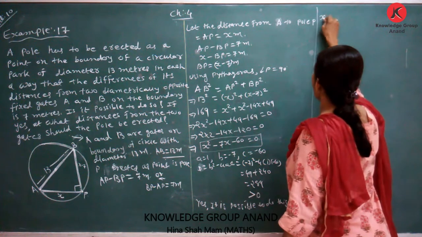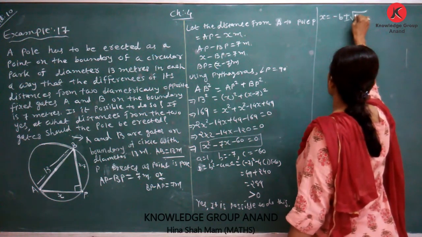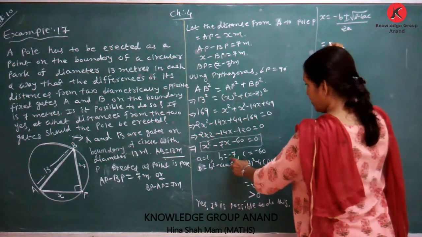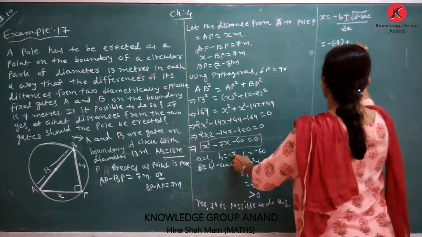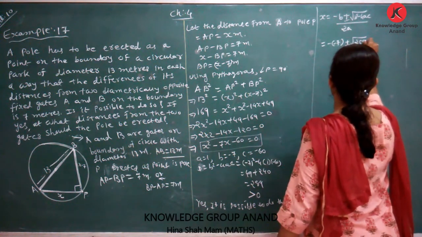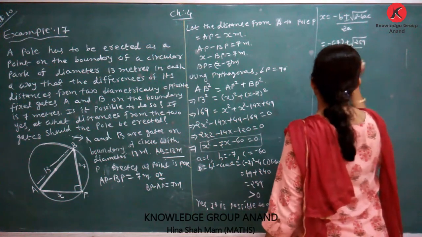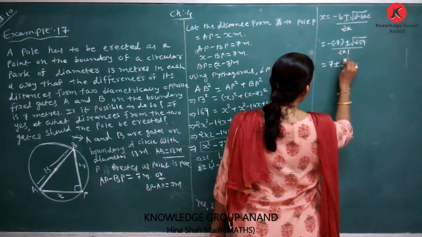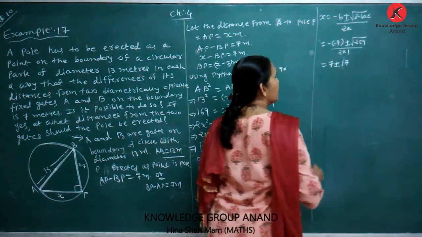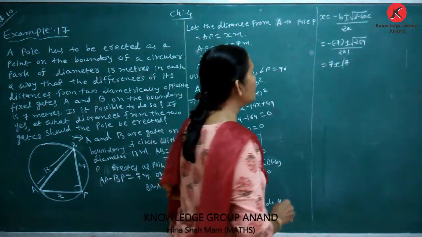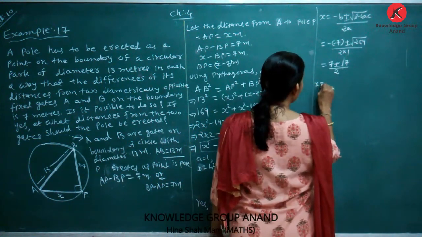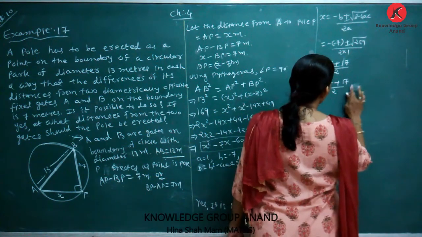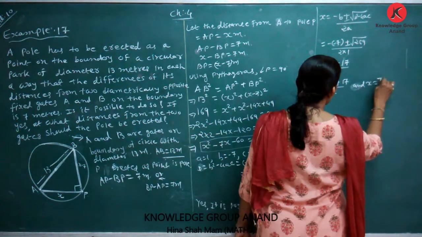Using the formula, X is equal to minus B plus minus under root B square minus 4AC upon 2A, equals minus minus 7 plus minus under root 289 upon 2. A is equal to 1. The square root of 289 is 17. Then x is equal to 7 plus 17 upon 2, or x is equal to 7 minus 17 upon 2.